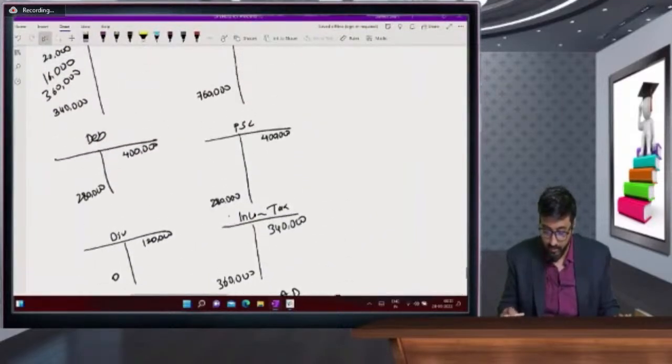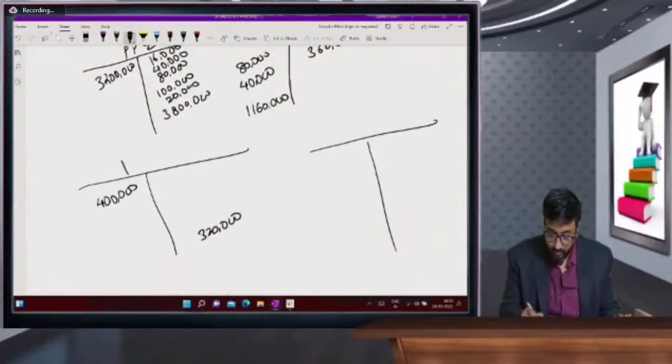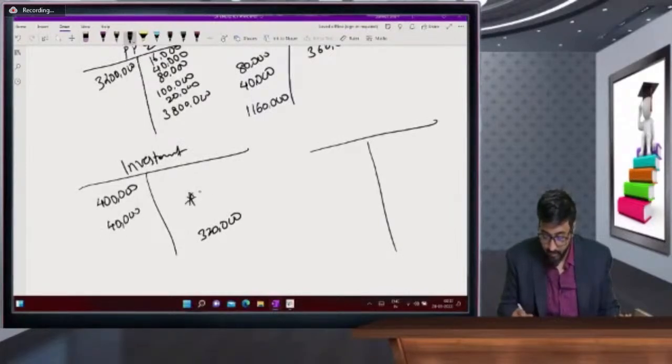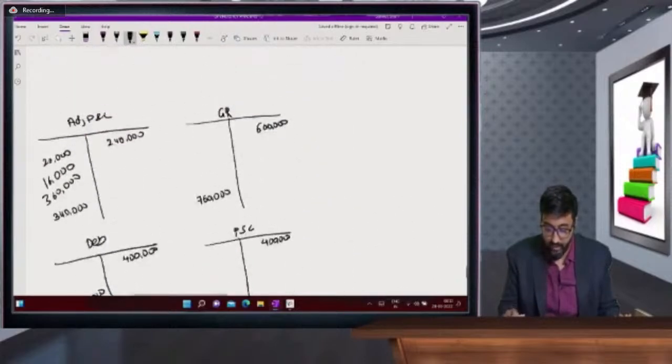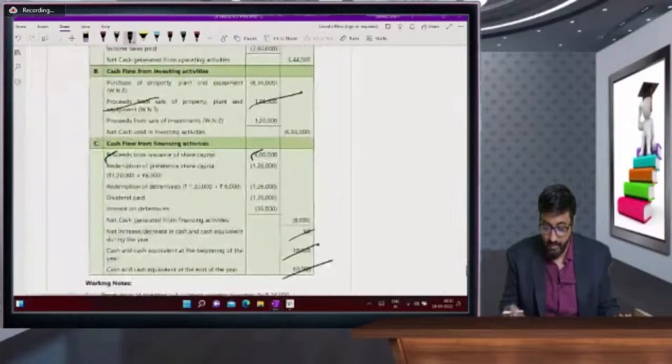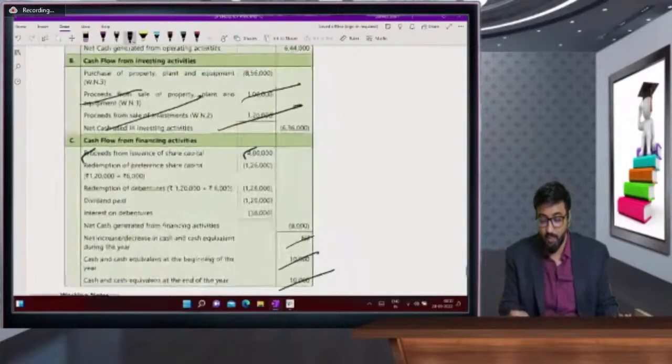So see, this is the investment account. Profit is 40,000. It means the balancing figure is 1,20,000 by cash, and to P&L 40,000. So in P&L credit side 40,000 and investing activity 1,20,000, proceeds of sale of investment.